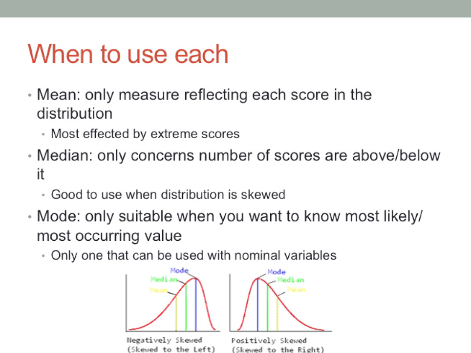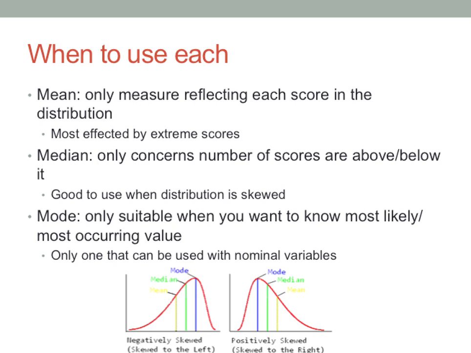The median, on the other hand, is only concerned with the number of scores above or below the median. All of those scores above and below don't get taken into account when you get the number for the median. But it's good when the mean is bad, truthfully. If the mean is affected by extreme scores, well, medians are not really affected by extreme scores under most circumstances.